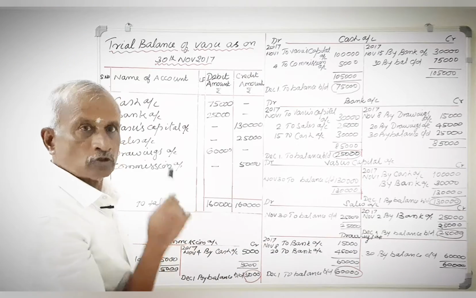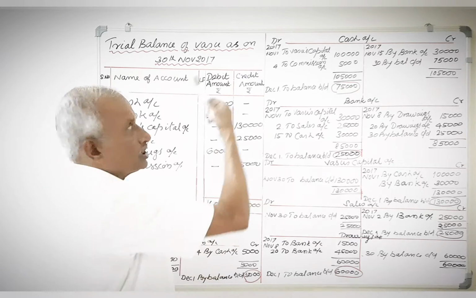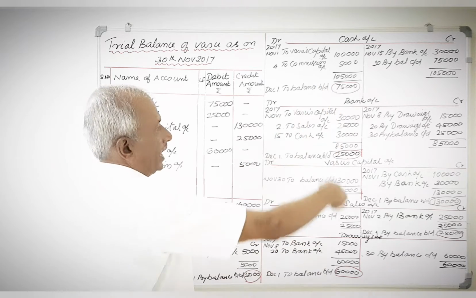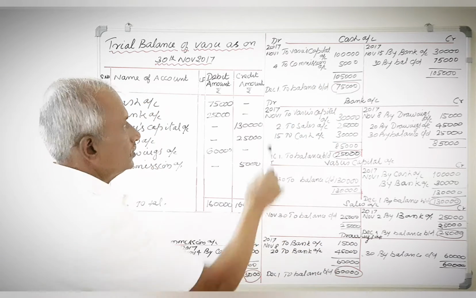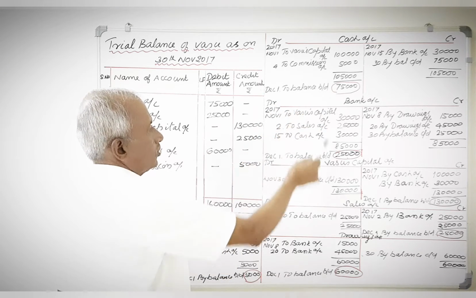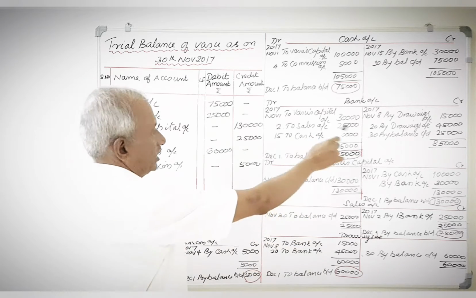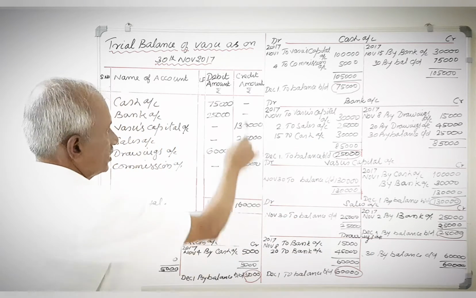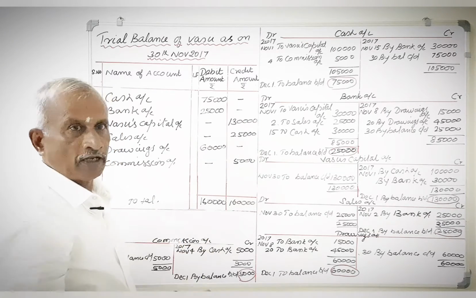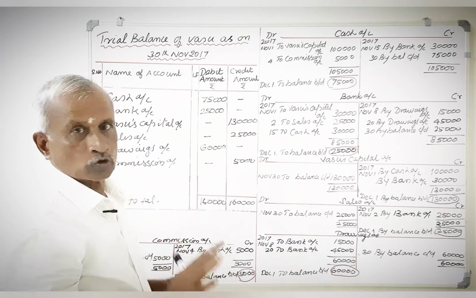So a transaction is converted into a journal. The journals are posted into the ledger accounts and they are balanced. Then we prepare a trial balance. The balances on the debit side are recorded on the debit side of the trial balance, and the balances appearing on the credit side are recorded on the credit side. If both the totals agree, it confirms the arithmetical accuracy of the ledger postings.